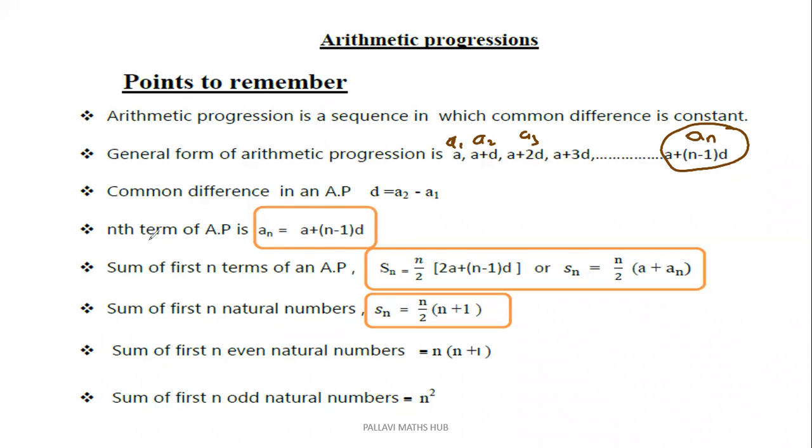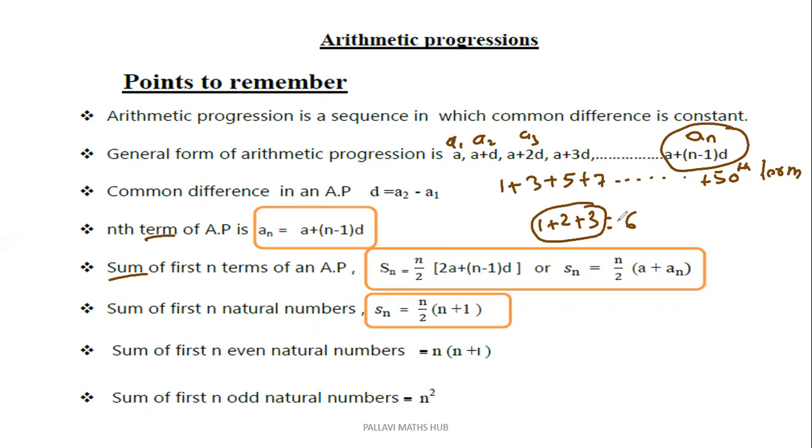Term is different and sum is different. Sum is the sum of all the numbers, 1 plus 2 plus 3, which is equal to 6. You need to find the sum of these three terms. But for example, 1 plus 3 plus 5 plus, going up to the 15th term, can you find the sum within 2 to 3 minutes? No, you can't. So at that time, you can use this formula: Sn is equal to n by 2 into (2a plus (n minus 1) into d).